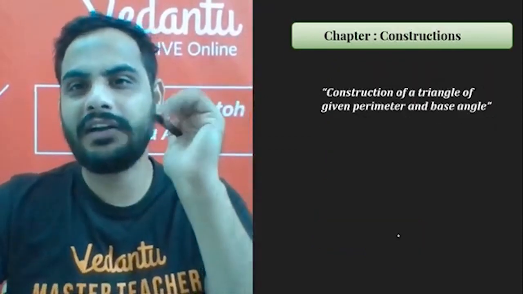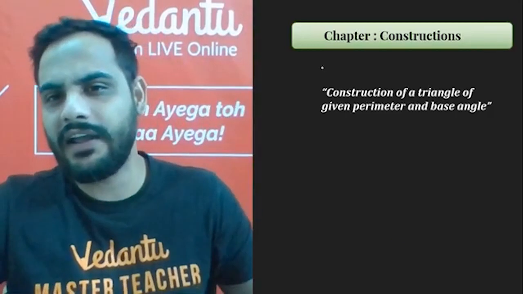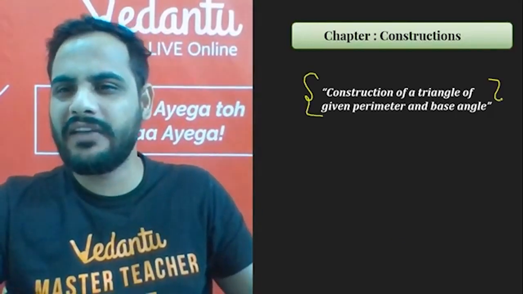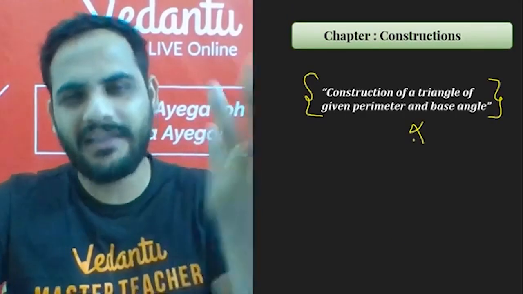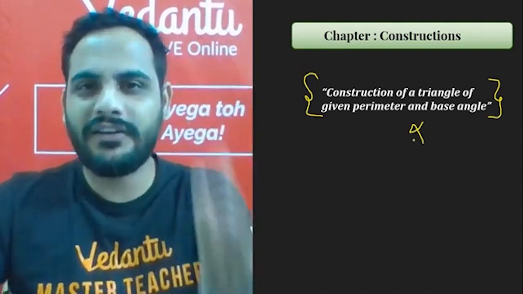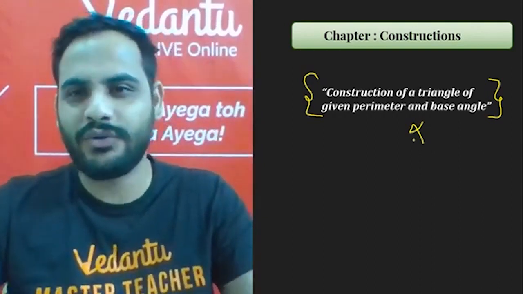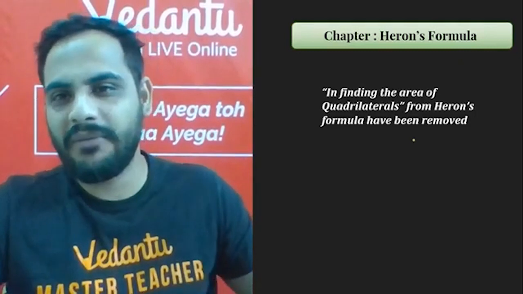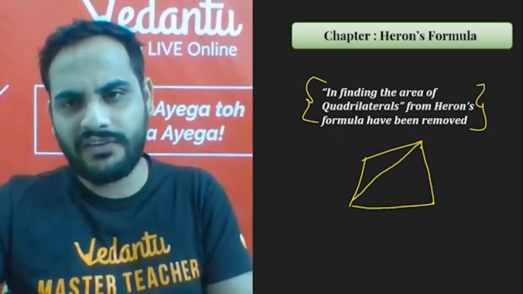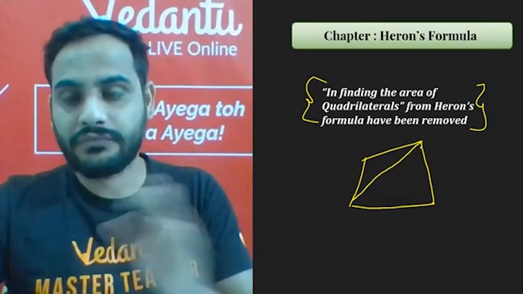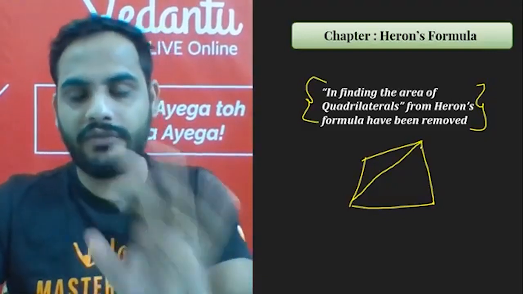Okay. After that, constructions में construction of a triangle of given perimeter and base angle हटा दिया है तो ठीक है, कोई प्रॉब्लम ही नहीं है. कंस्ट्रक्शन हटा दिया तो हटा दिया. Now there is more chance of you to score well, है ना. छोटा सा टॉपिक है. Heron's formula में finding the area of quadrilaterals they have removed. Okay, so those questions were there, no? They will give you all the four sides and the length of a diagonal. They will tell you to find out the area of the quadrilateral or area of a trapezium. Questions are also there. So no, area of trapezium, sorry, has not been removed.